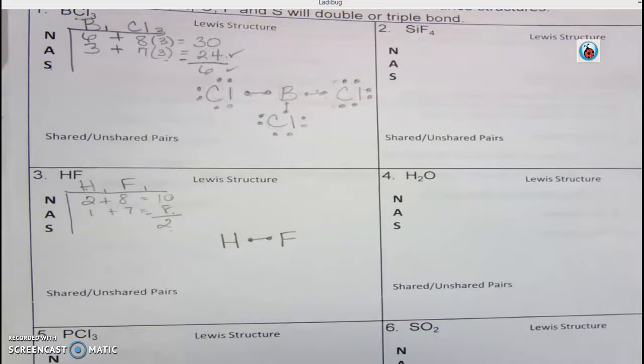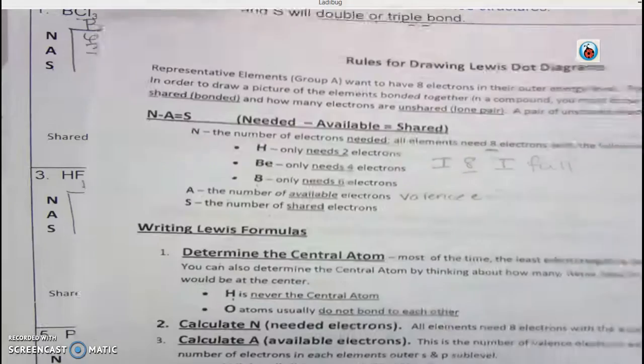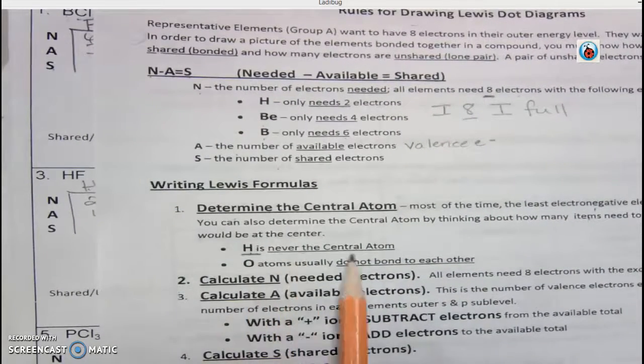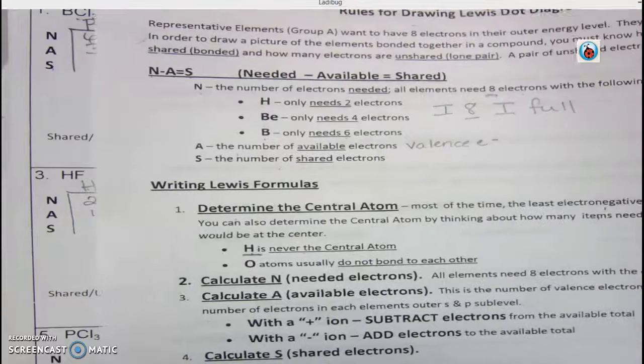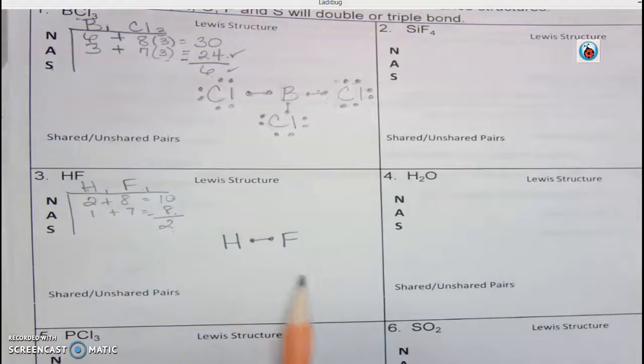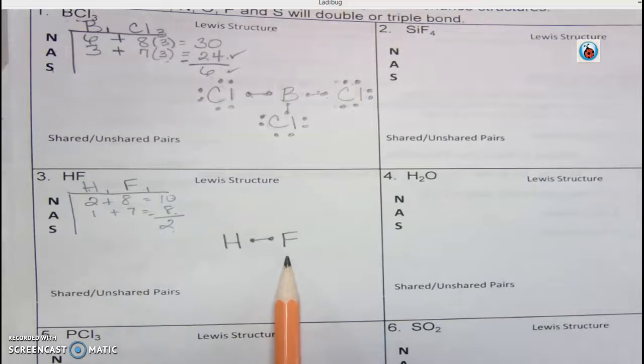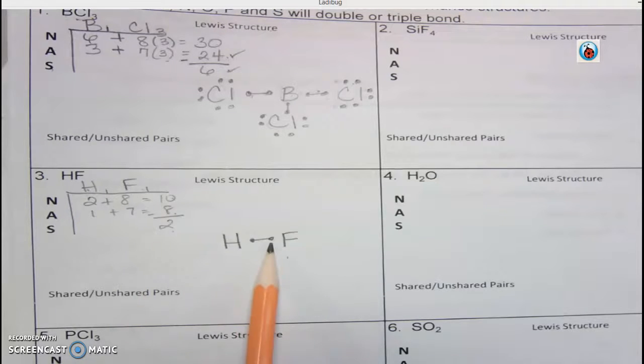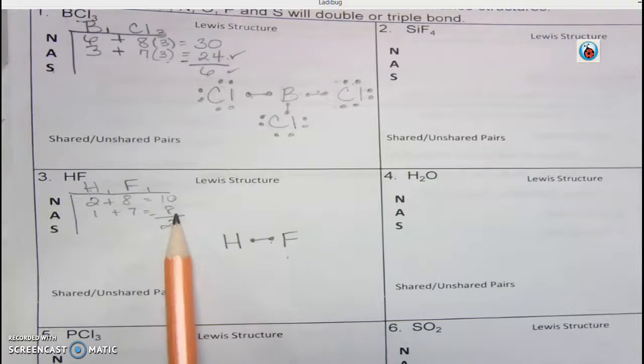Okay, so then we've got to pick a central atom. So if you will go back to here, what did we find out? Hydrogen is never the central atom. So we're going to consider fluorine our central atom here. And if we're going to follow our numbers here, we've got 2 shared electrons between these 2 atoms, but we need a total of 8.